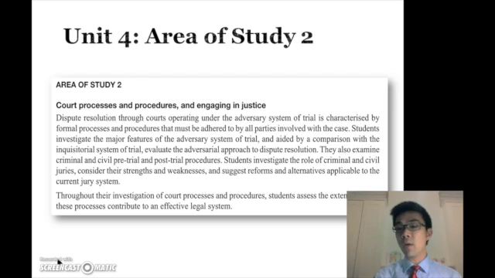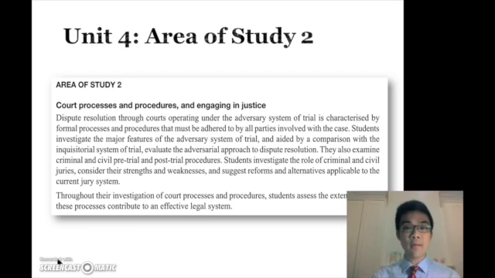Students investigating the role of criminal and civil juries consider their strengths and weaknesses and suggest reforms and alternatives applicable to the current jury system. Throughout the investigation of court processes and procedures, students assess the extent to which these processes contribute to an effective legal system. So there is a lot of content there, and this is a very large area of study.